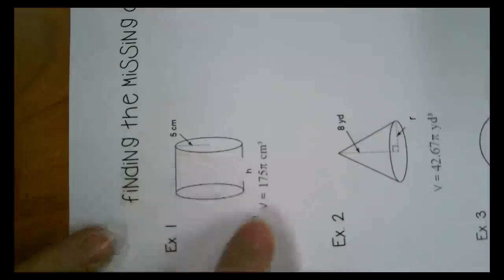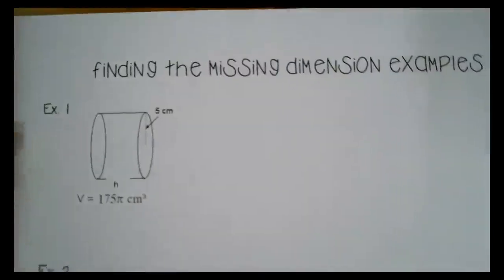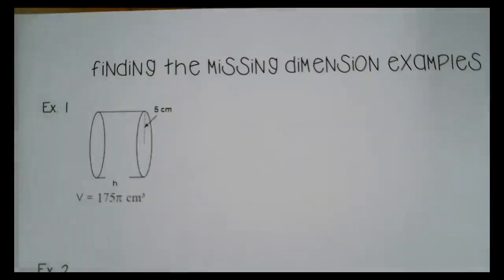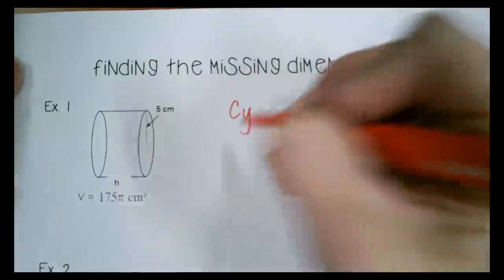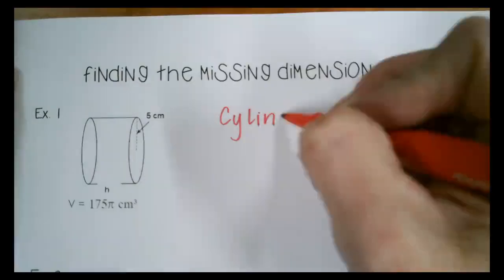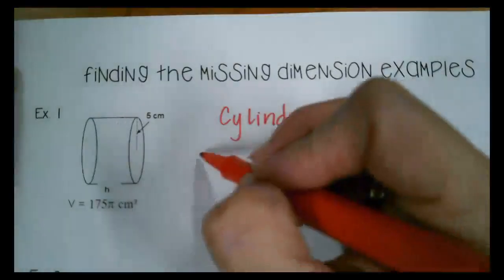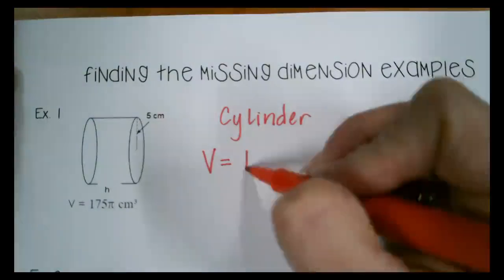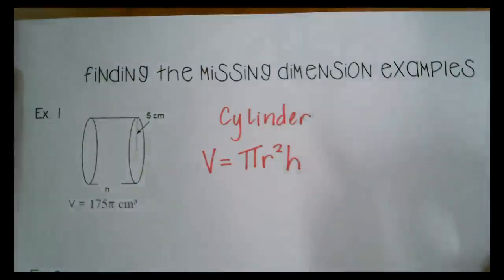I can see that this is the measurement of the radius. This is the height, and I don't know what the height is. So that's what we're trying to figure out. First, I know it's a cylinder, so I'm going to start with the cylinder formula. The formula for a cylinder is volume equals pi r squared h.